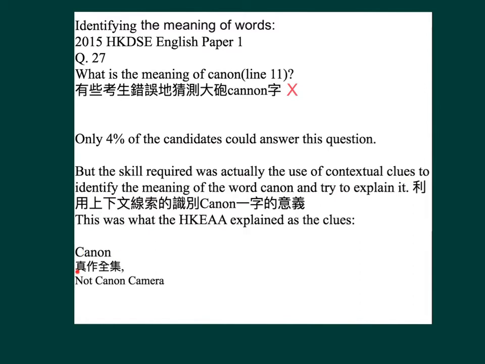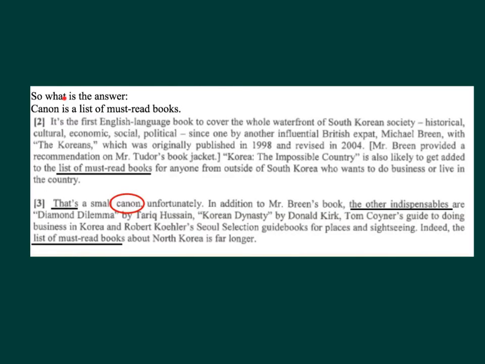This was what the HKEAA explained as the clues. Canon 真作全集 not Canon camera. So what's the answer? Canon is a list of must-read books. Let's read the text concerned. Paragraph 2 is the first English language book to cover the whole waterfront of South Korean society: historical, cultural, economic, social, political.